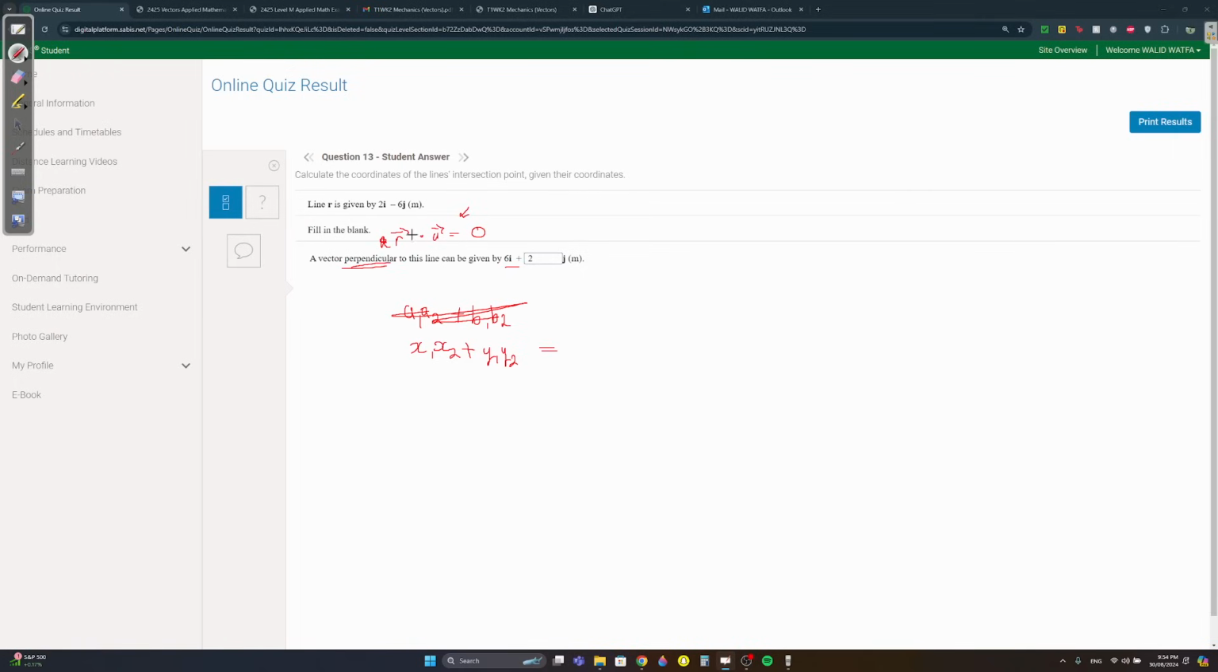So let's start substituting. x1, x2, so 2 times 6 plus y1, y2 minus 6. Do we know what y2 is? No. We know that it has to be equal to 0 because they are perpendicular. So 12 minus 6 times y2 equals 0. You could take minus 6y2 to the other side. You get 12 equals 6y2. You divide by 6, you get y2 equals 2. So your answer will be positive 2.